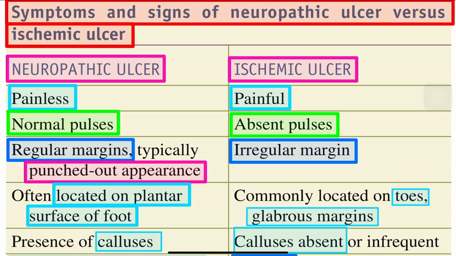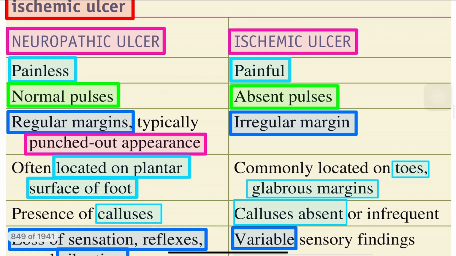In neuropathic you have to remember all the problems related to nerve, and in ischemic all the problems related to blood supply. In neuropathic, the nerve is not intact, so it will be painless. In ischemic ulcer there is ischemia, so ischemia will cause pain, and the nerve is intact. So ischemic ulcer is painful, neuropathic ulcer is painless.